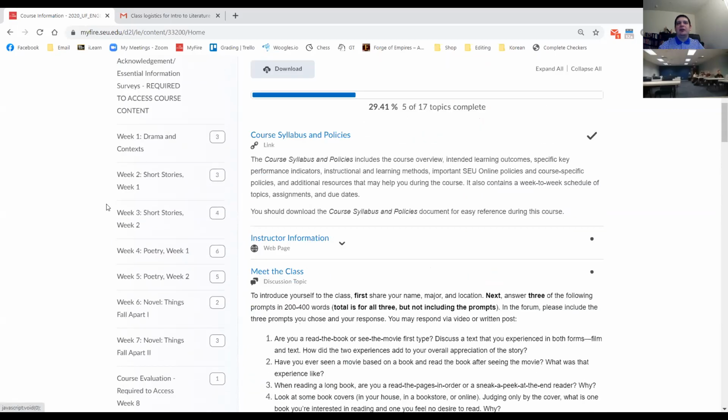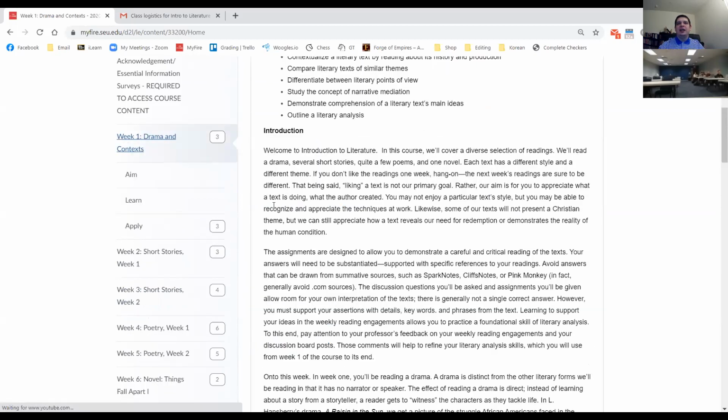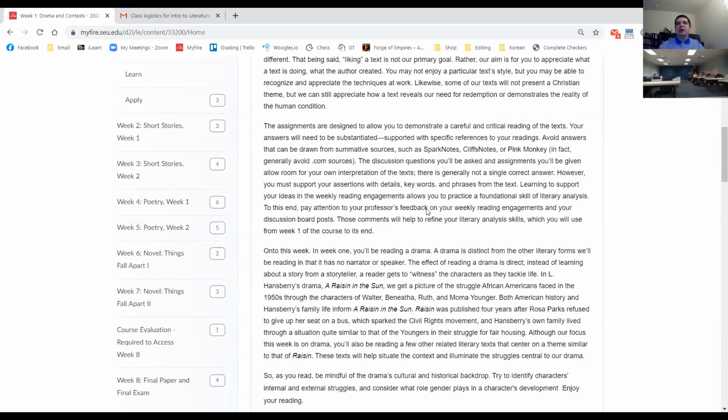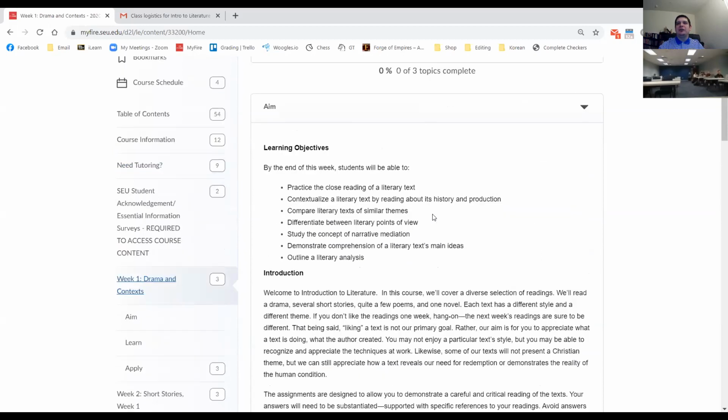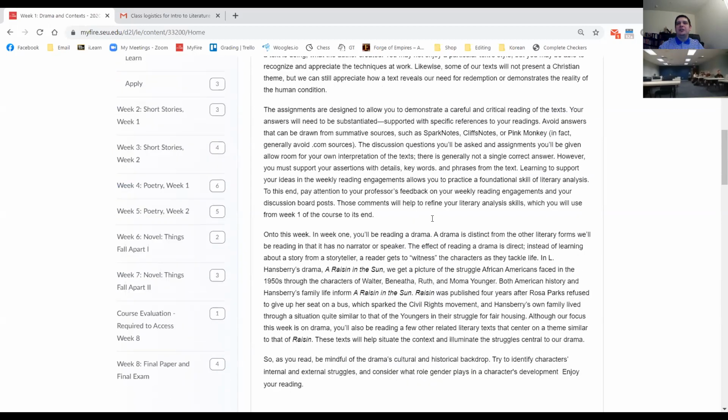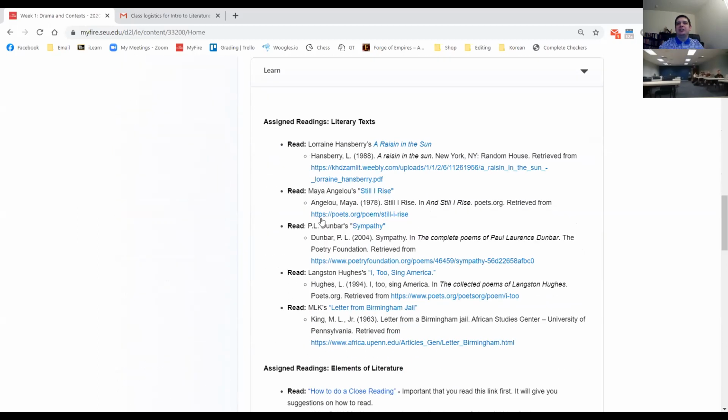The other part you'll be using most is on the left-hand side here, going through week by week. And each week has aim, learn, and apply. This explains what we're doing for the week. So a few paragraphs on our objectives in the course introduction, links to our readings. I think pretty much all of these are in the anthology as well.